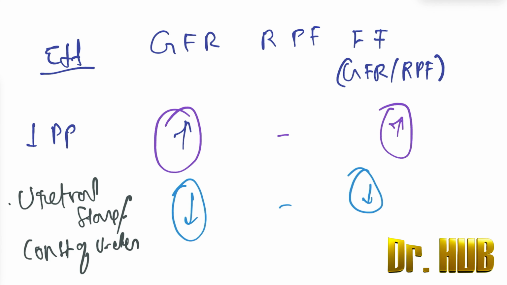So this was about the effects of the changes in Starling forces on the GFR, renal plasma flow, as well as the filtration fraction. And we saw in conditions where it is increased and decreased.